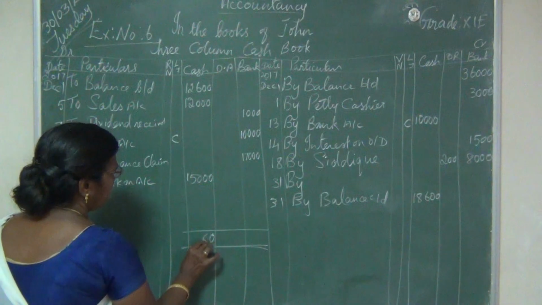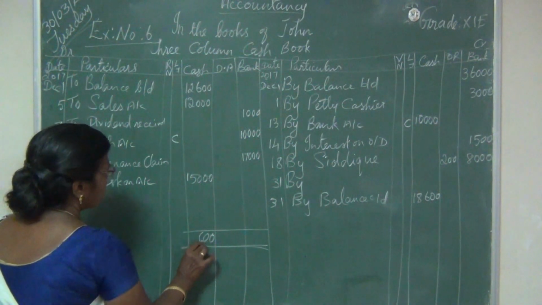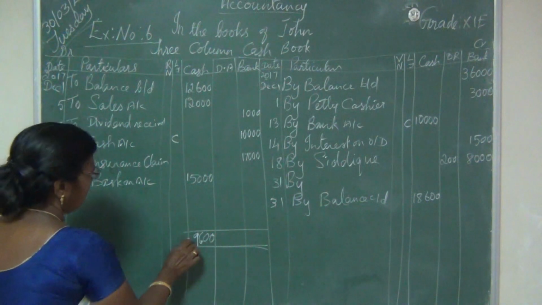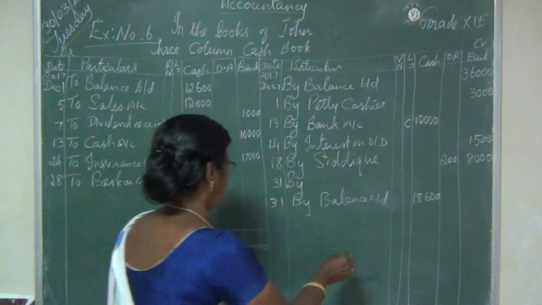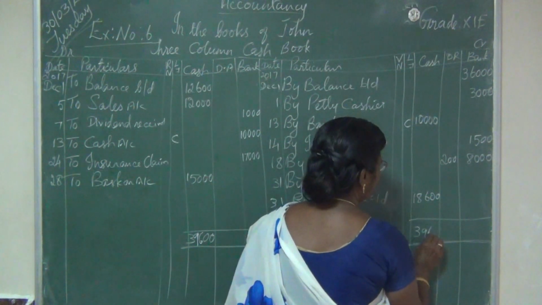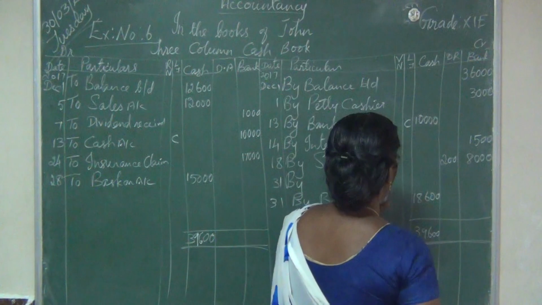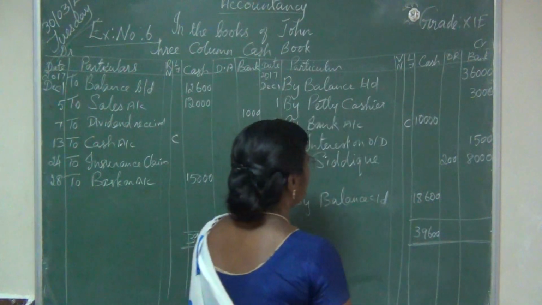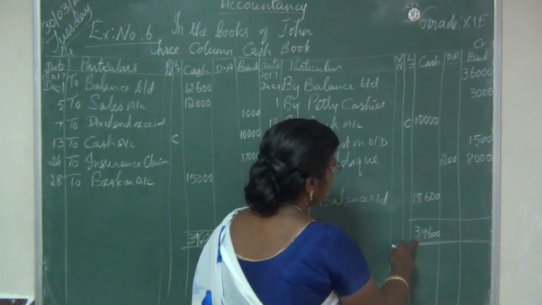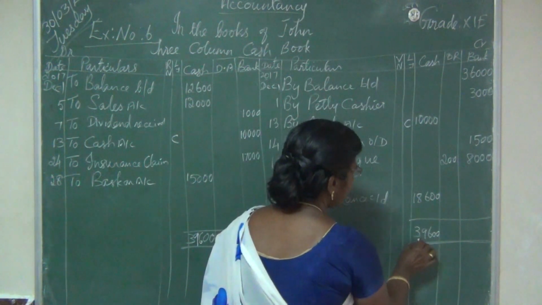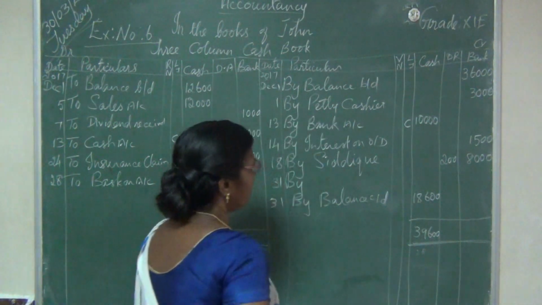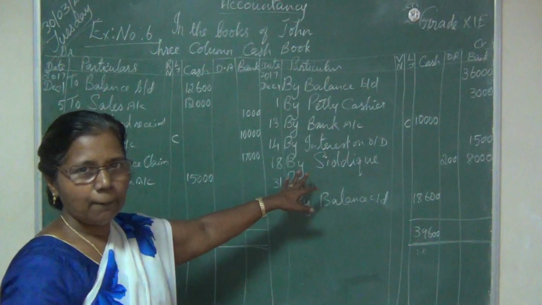The total here comes to 39,600. Okay, how much will be the remaining? Here 28,600. So 11,000. 11,000 we have to deposit into the bank.